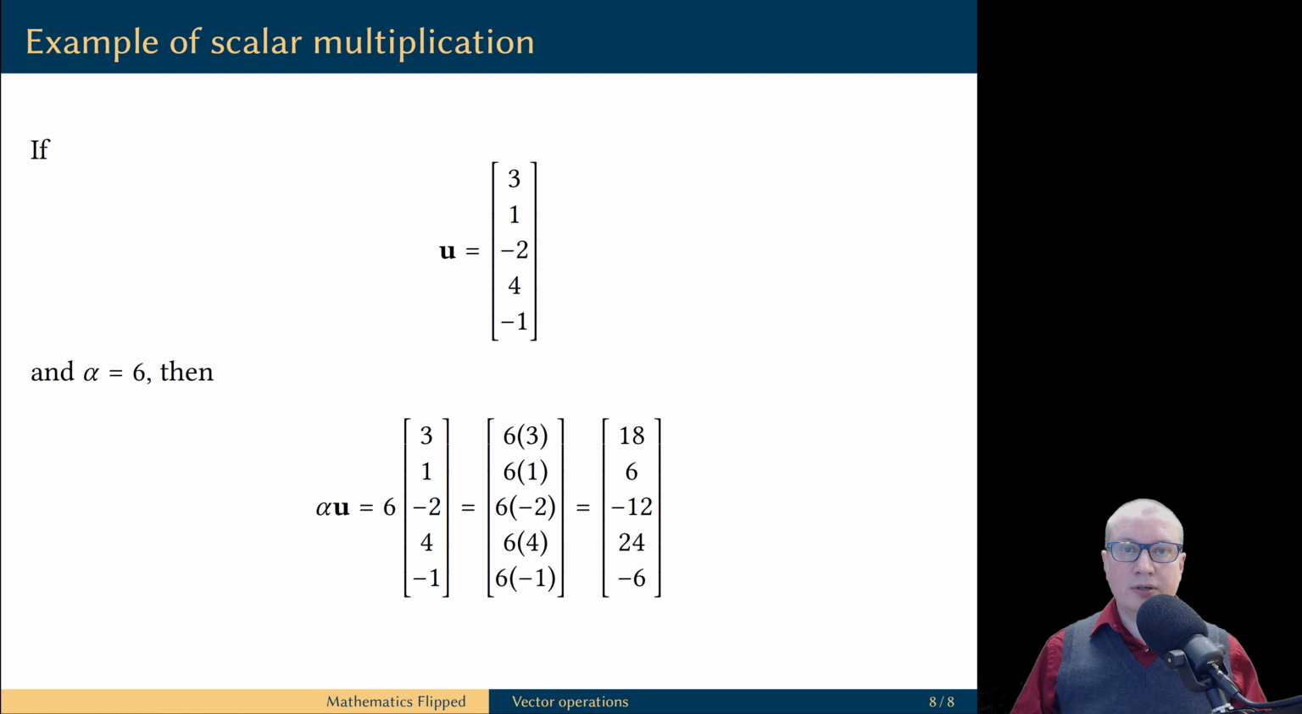Here's an example of a scalar multiplication operation. We have a vector u of size 5, and let's say we take 6 for the scalar alpha. Then we scale our vector by the scalar 6. This means we multiply every single component by 6. Again, as you see, this is a very straightforward and simple operation to perform.